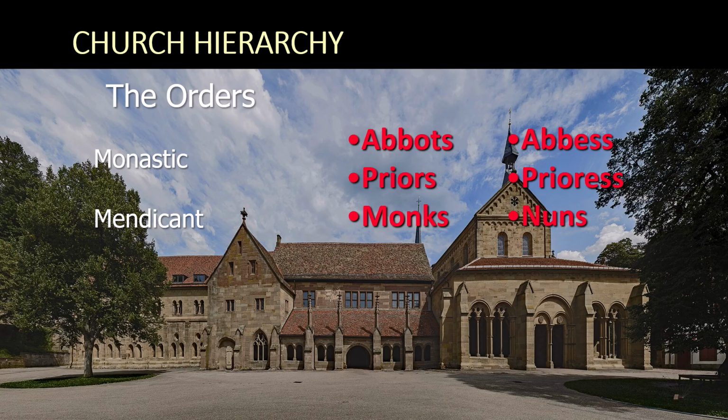Abbeys or monasteries were made up of members called monks or nuns, and of course each was separated on the basis of female and male monasteries. Now, abbots, the leaders of monasteries, could also be very influential in the wider church, and there were some members of monasteries who were ordained, and they were called regular clergy.